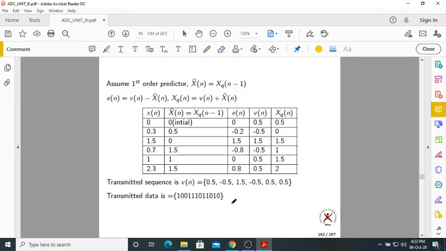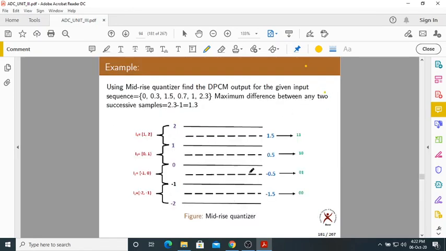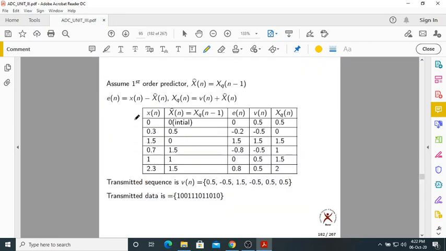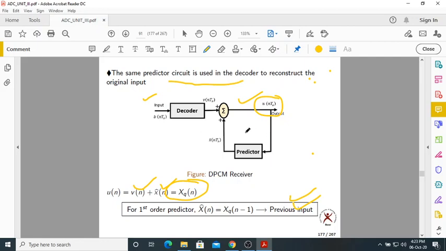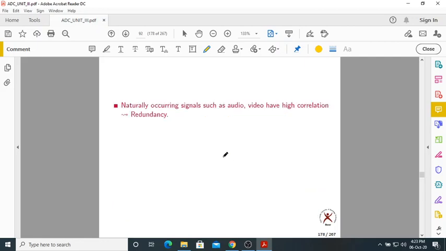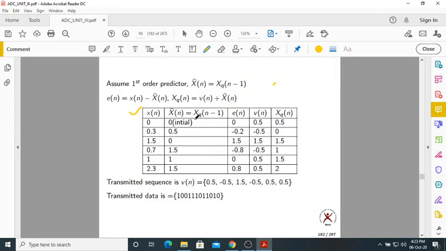Now next, I am taking the first sample, that is 0. Initially, the output of the predictor is 0. Initially 0. Next, what is the error?